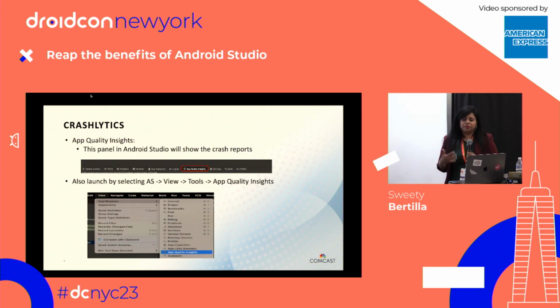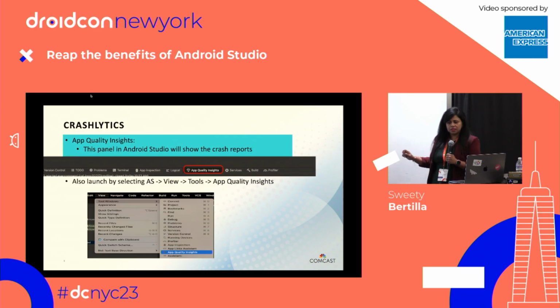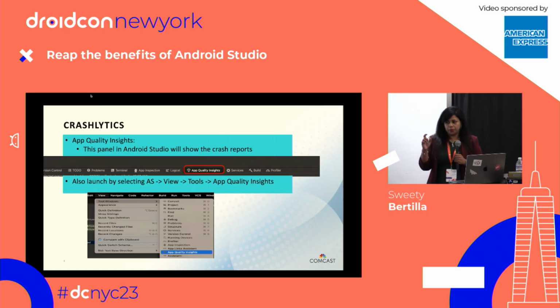Once it's all updated, where would you see that? In your Android Studio, mostly you can see it in the bottom panel. That's called App Quality Insights. If you don't find it, you can go to Android Studio, View, Tools, App Quality Insights. You can launch it there as well.